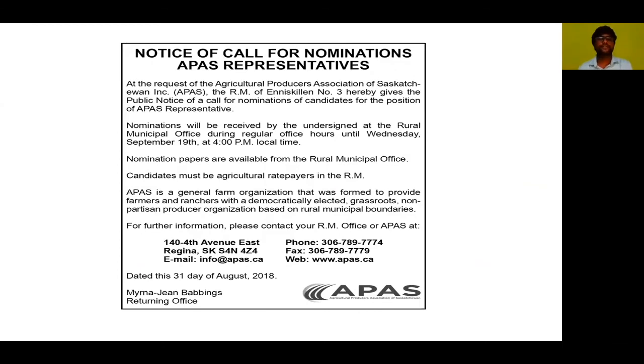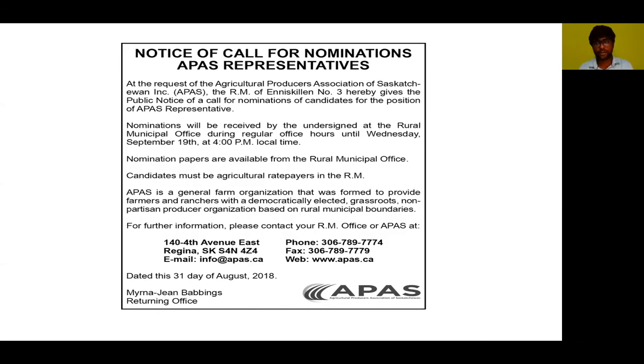So this is an example of a notice, a notice of call for nominations for APAS representatives, where APAS is the Agriculture Producers Association of Saskatchewan Inc. They have released a notice where they are calling for nominations for the representatives. The body of the letter goes like this: nominations will be received by the undersigned at the rural municipal office during regular office hours until Wednesday, September 19th at 4 p.m. local time.